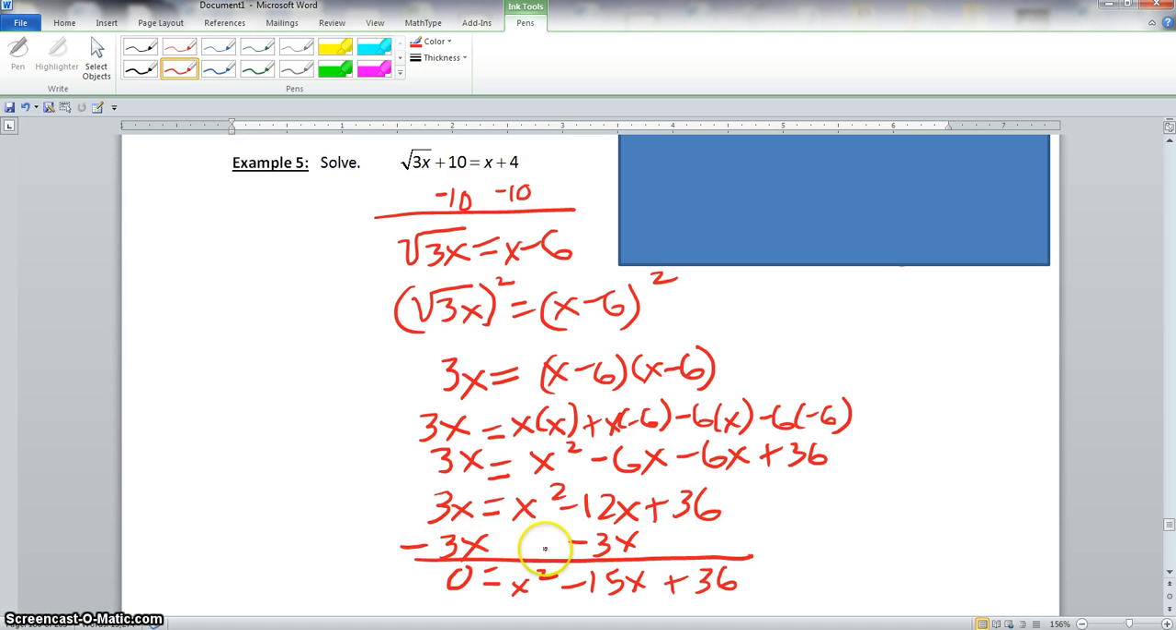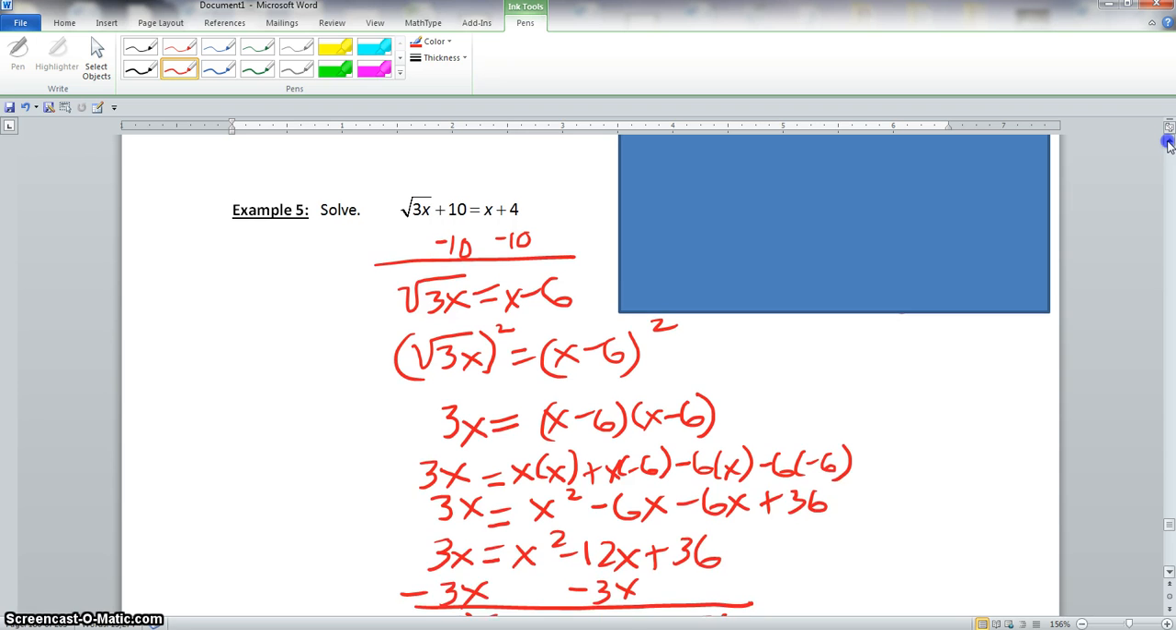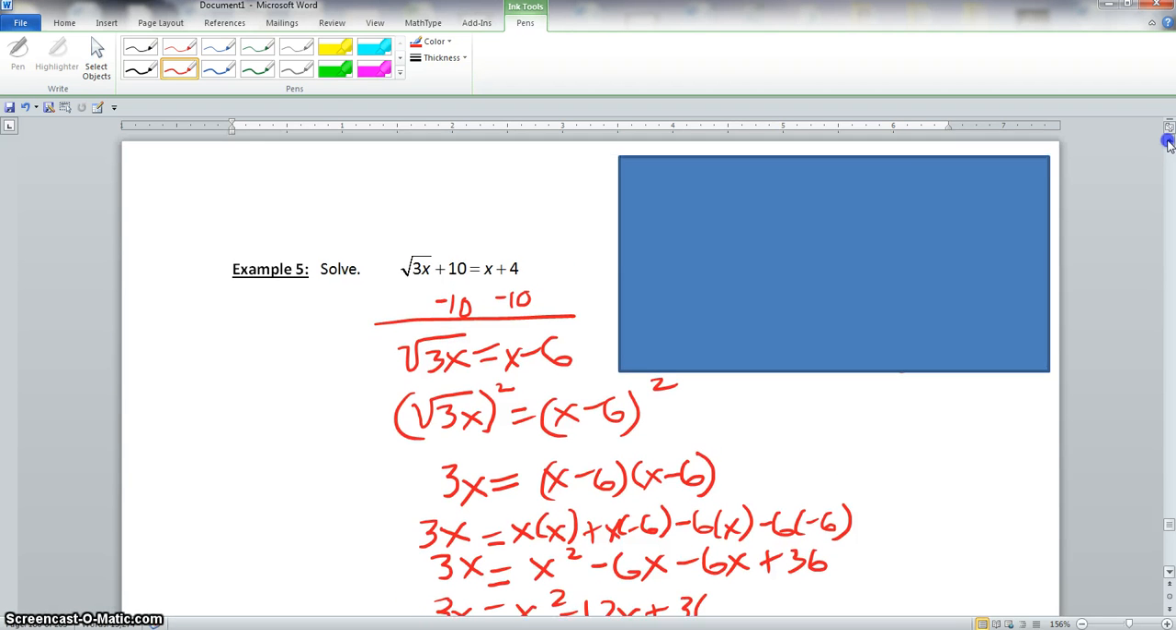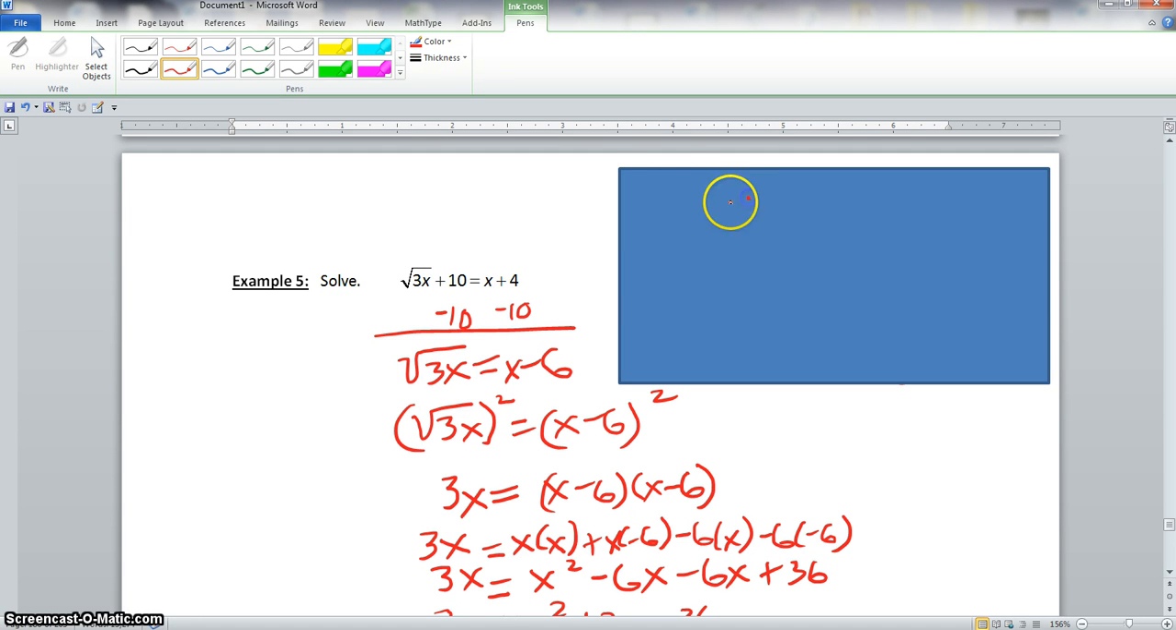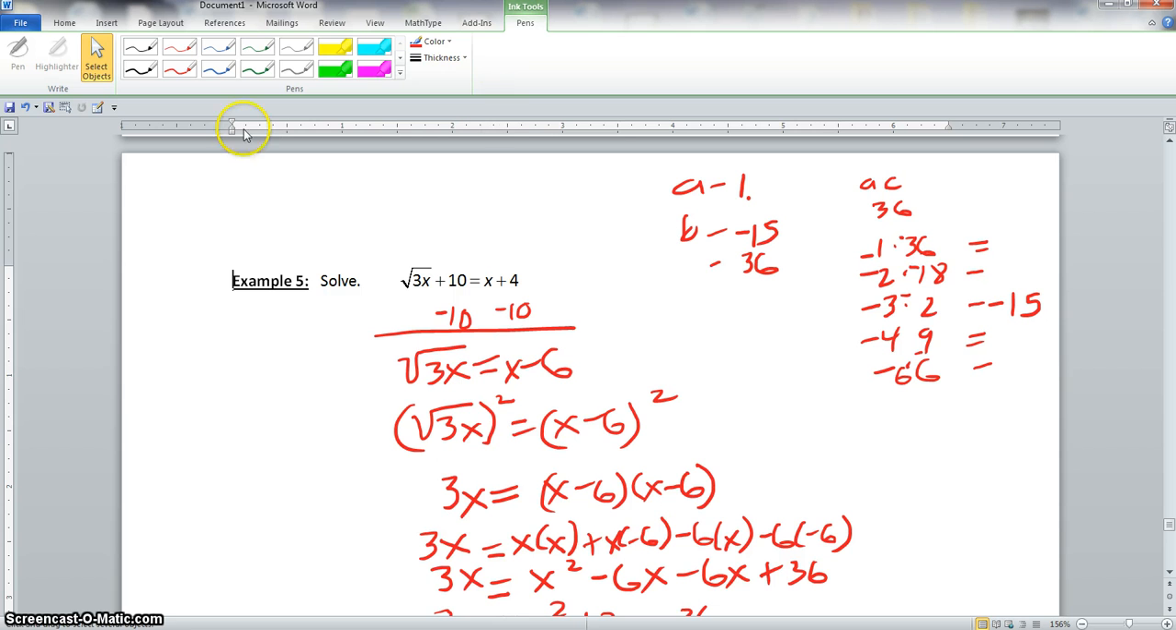Now we have to subtract 3x on both sides. And that will give us 0 is equal to x squared minus 15x plus 36. Now, we have to factor this side in order to see what x is equal to. Now, what I did up here behind this box here is what was done in order to do this here. So I'm going to get rid of the box, and this is what we came up with here.